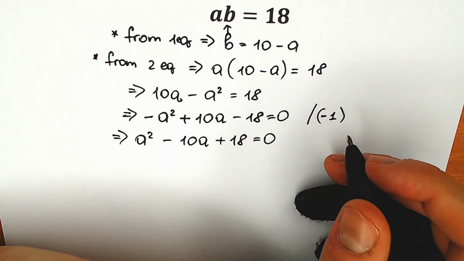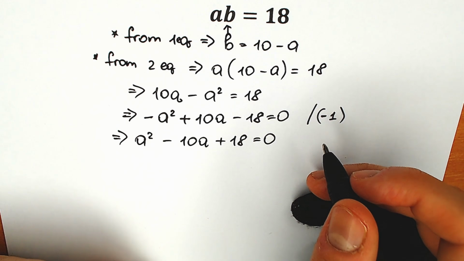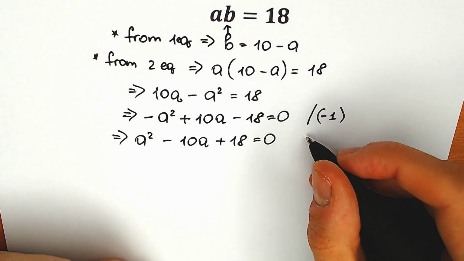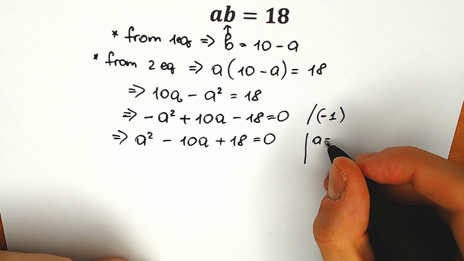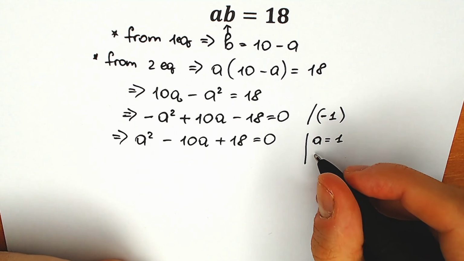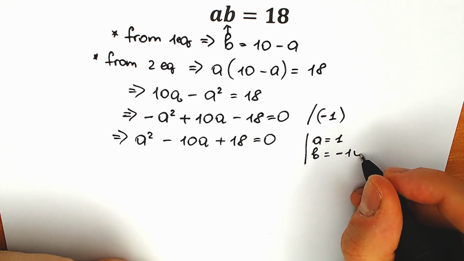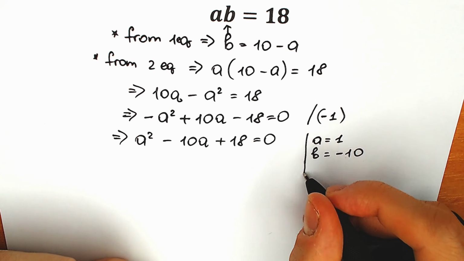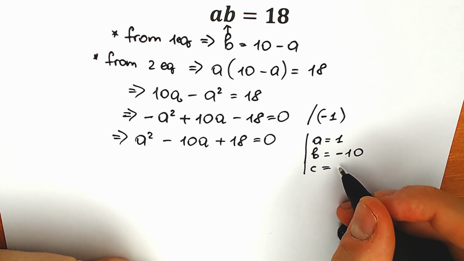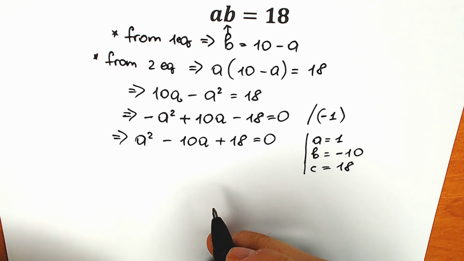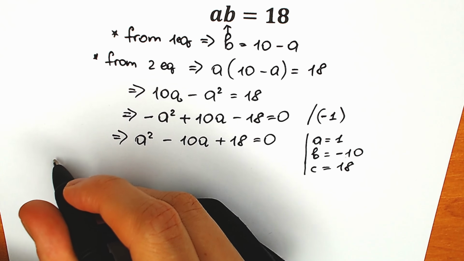This is a quadratic equation, and let's solve it. Of course, this is up to you. I'm going to solve it according to the classic method of coefficients. So we have a equal to 1, the first coefficient. Secondly, b equal to minus 10, and c equal to 18. Really great.